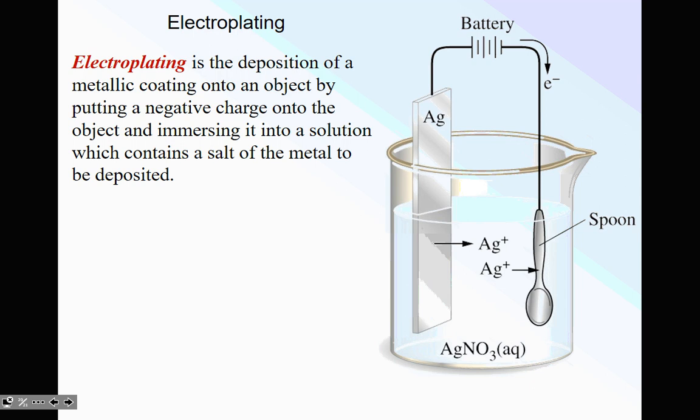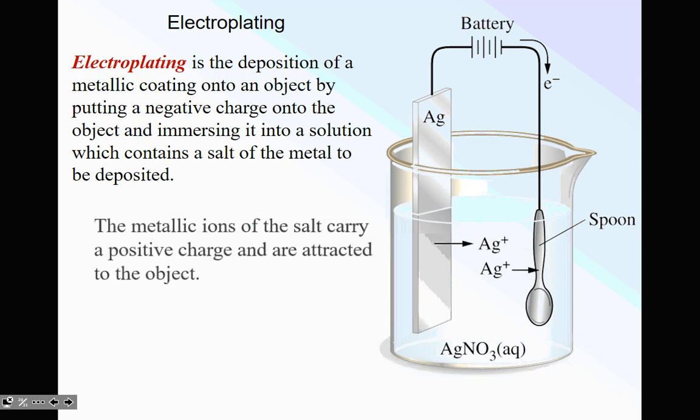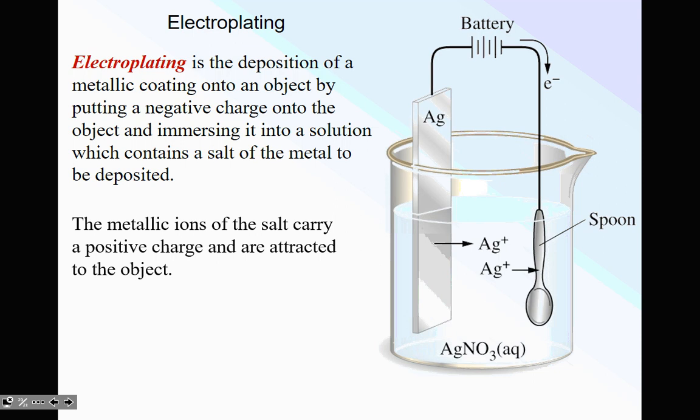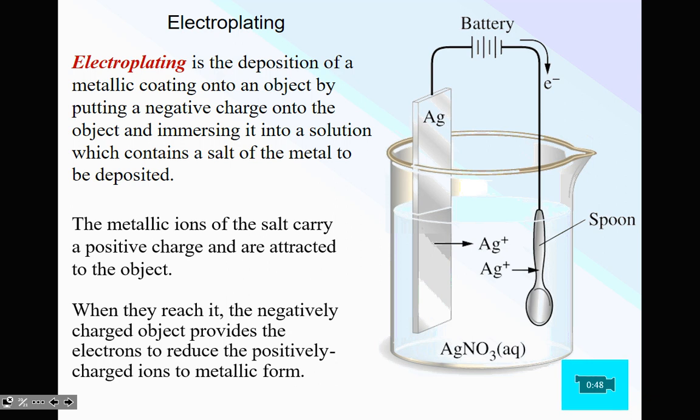Electroplating is a deposition of a metallic coating onto an object by putting a negative charge on the object and immersing it into a solution which contains a salt of the metal to be deposited. The metallic ions of the salt carry a positive charge and are attracted to the object. And when they reach it, the negatively charged object provides the electrons to reduce the positively charged ions to the metallic form. So in this case here, the spoon is being electroplated with silver. So that's kind of cool.